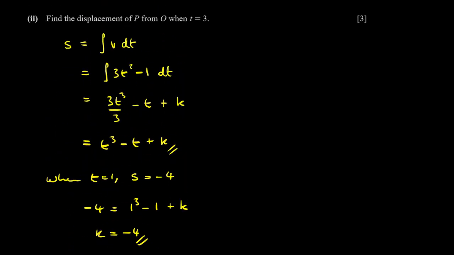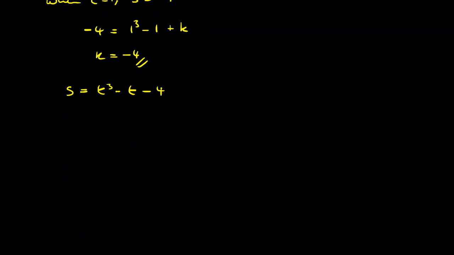And what we're asked to do is to find the displacement when t is equal to 3. So now we need to substitute t is equal to 3. So we can say when t is equal to 3, the displacement is equal to 3 cubed minus 3 minus 4. 3 cubed is 27, minus 3 is 24, minus 4 is 20. So our displacement is going to be 20 meters.